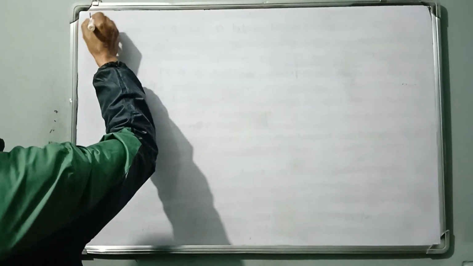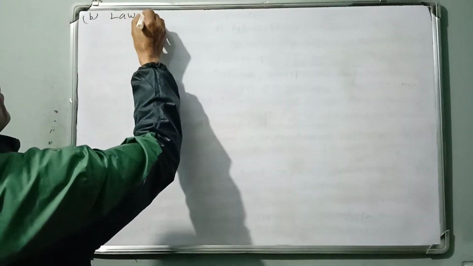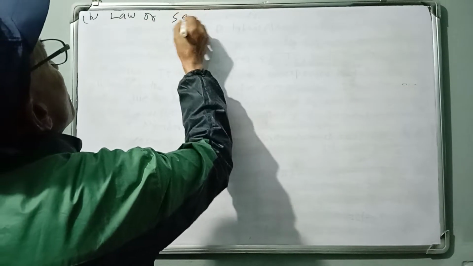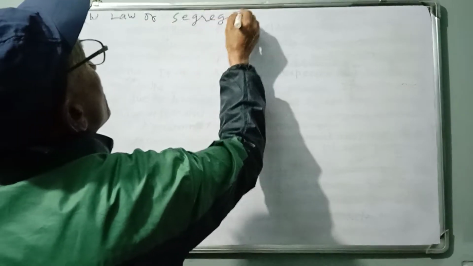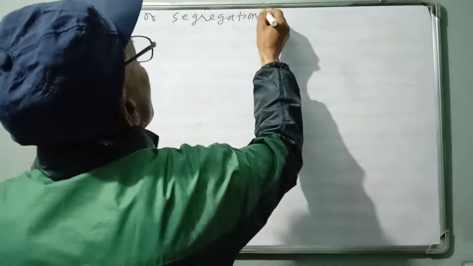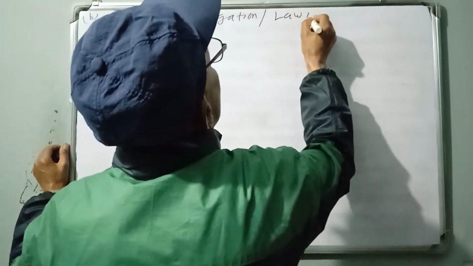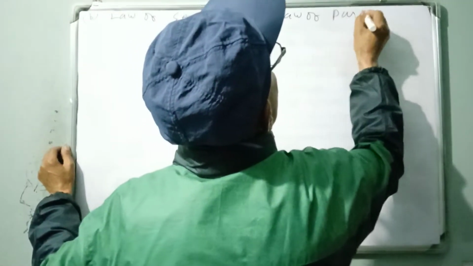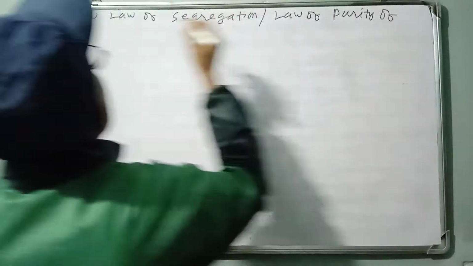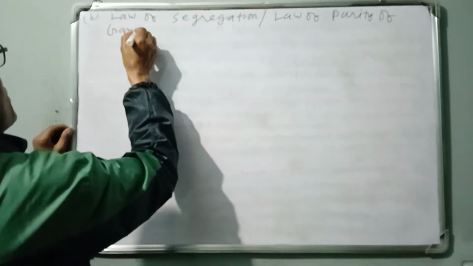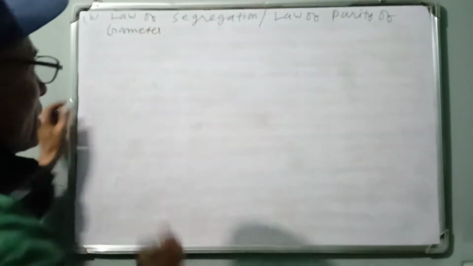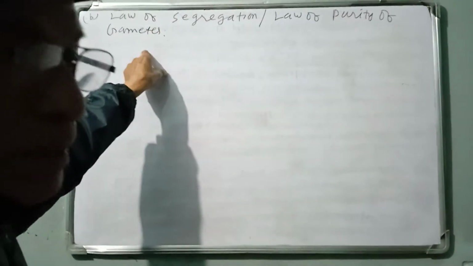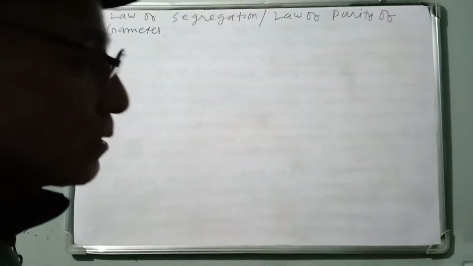Question number 2B. Law of segregation. It is also called law of purity of gametes. Just by the word, it states that gametes are pure and they don't mix each other.